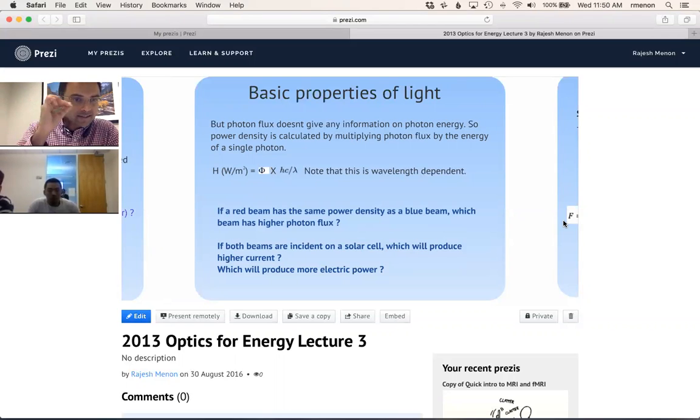Okay, is that clear? Then let's think about the next question. If both the red beam and the blue beam are incident on a solar cell, which will produce higher current? That's the first part of the question. Let's think about this.